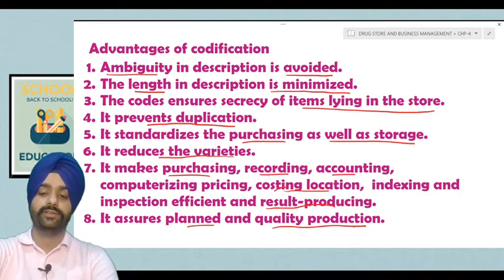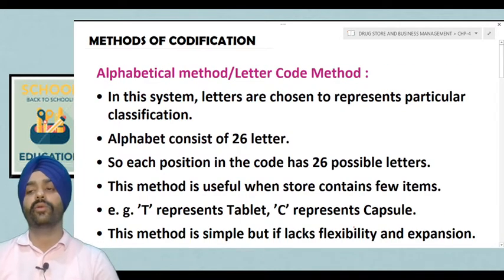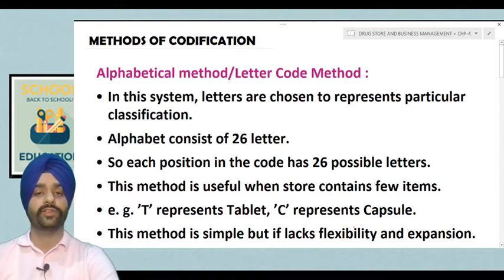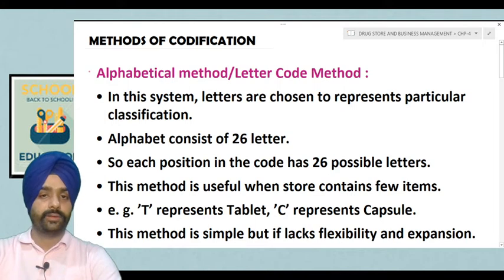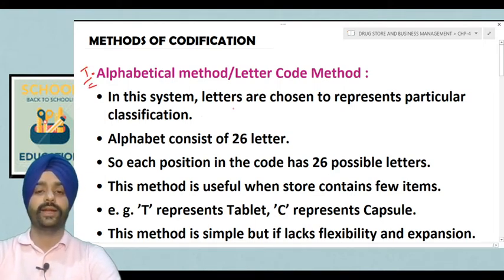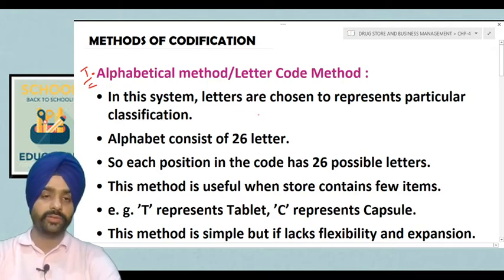Now we will discuss the various methods of codification, how this codification is achieved. The first one is the alphabetical method or letter code method. In this system, letters are chosen to represent a particular classification. So English letters are used. Obviously, it consists of 26 letters, so each position in the code has 26 possible letters.